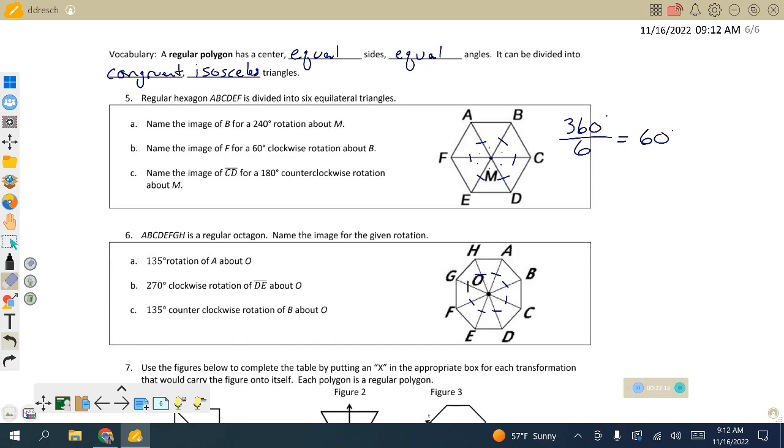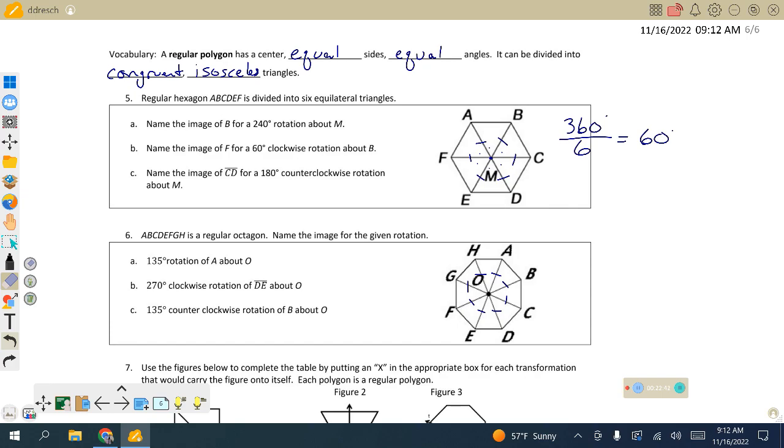Now let's just kind of spin the wheel here, okay? So take that first one, letter A. Name the image of B for 240 degree rotation about M. How many turns of that is it going to be? 4 turns, 1 turn 60, 240. Follow-up question is, which direction are you going? Default is counterclockwise. If they don't tell you, plus it's a positive, right?